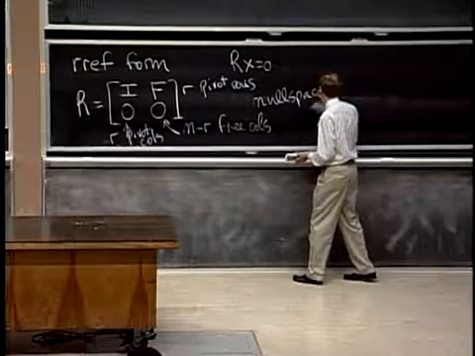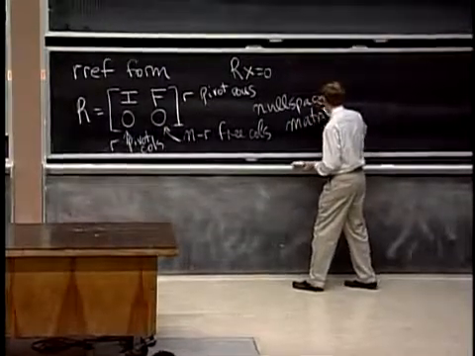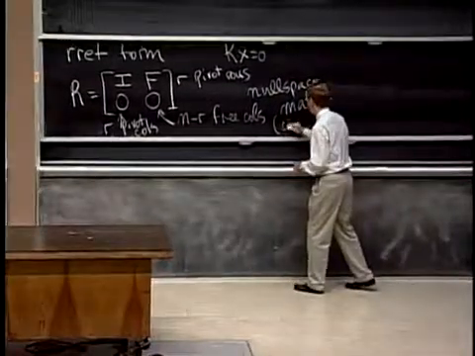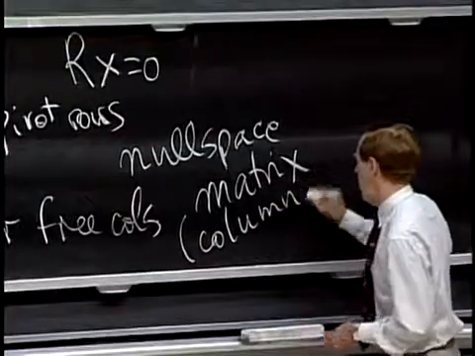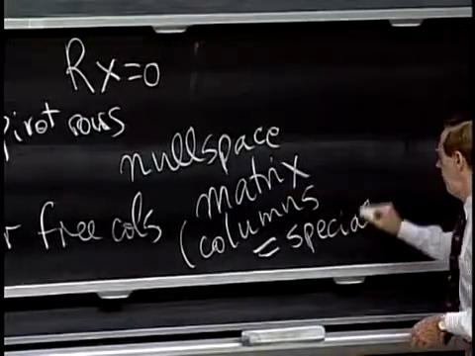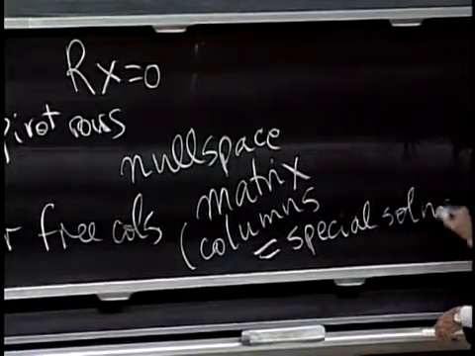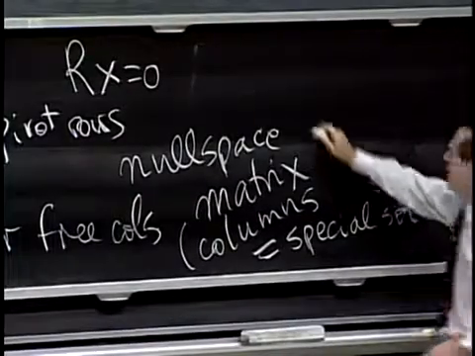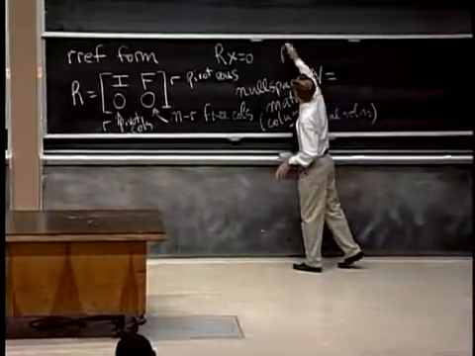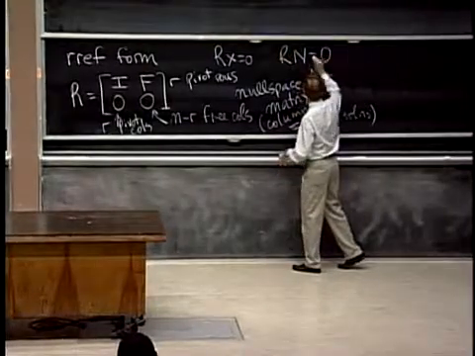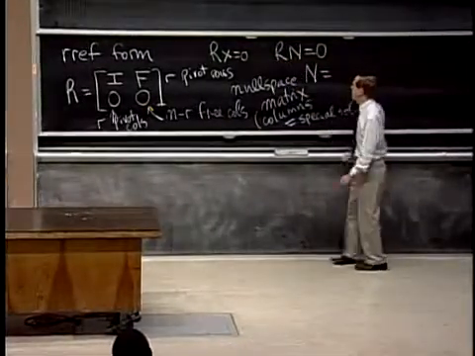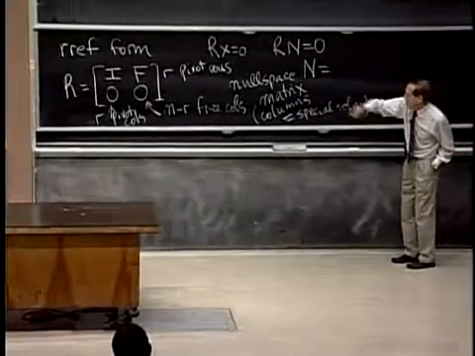Its columns are the special solutions. I'm making it sound harder. It's going to be totally easy. N will be this null space matrix. I want Rn to be the zero matrix. These columns of n are supposed to get multiplied by R and give zero columns. So what n will do the job?